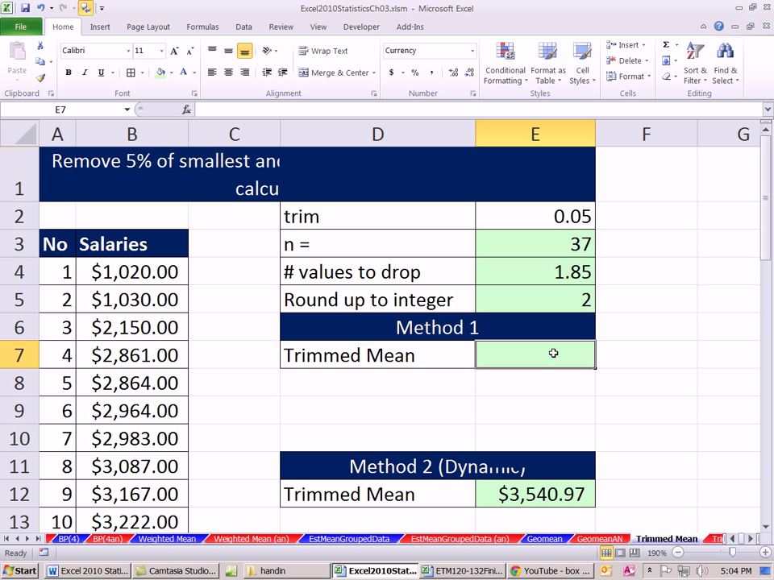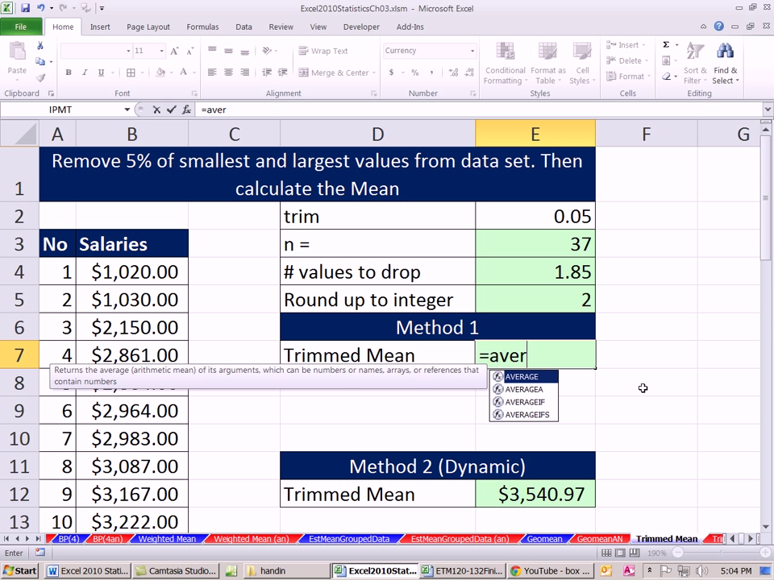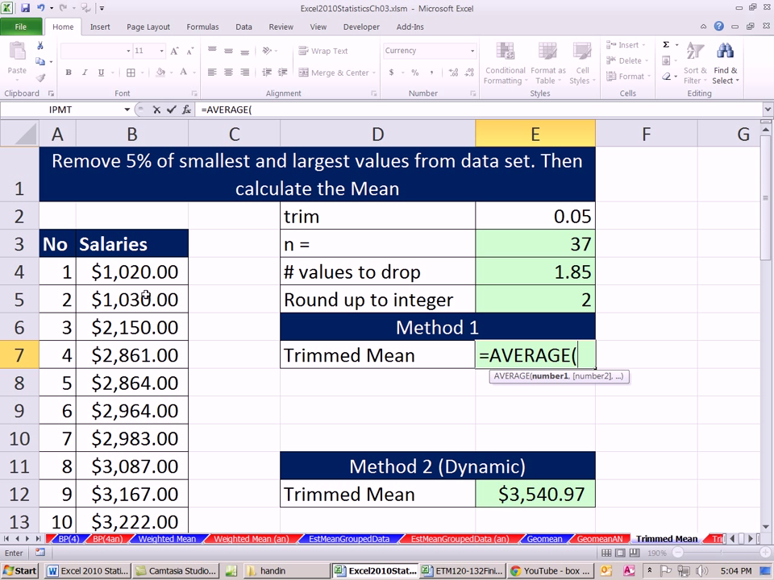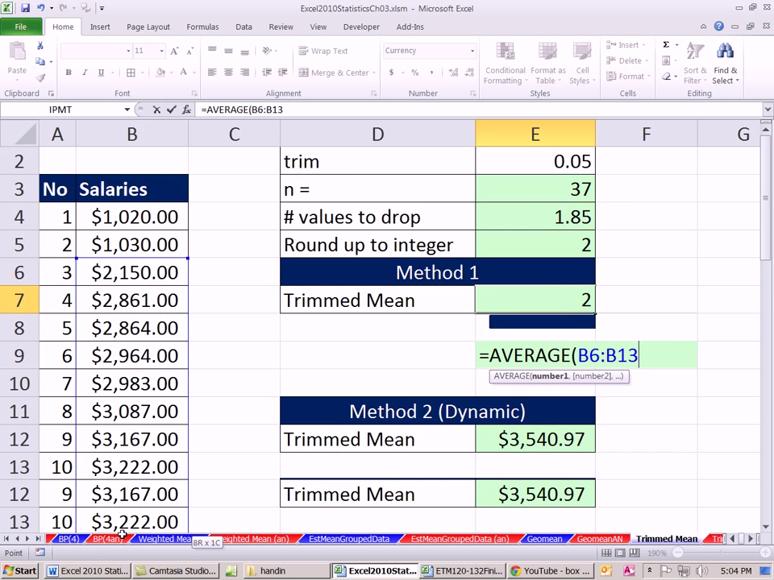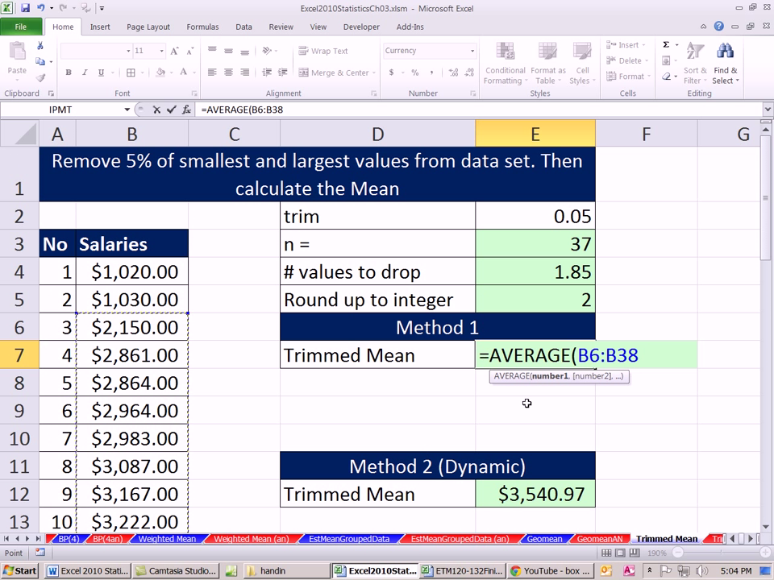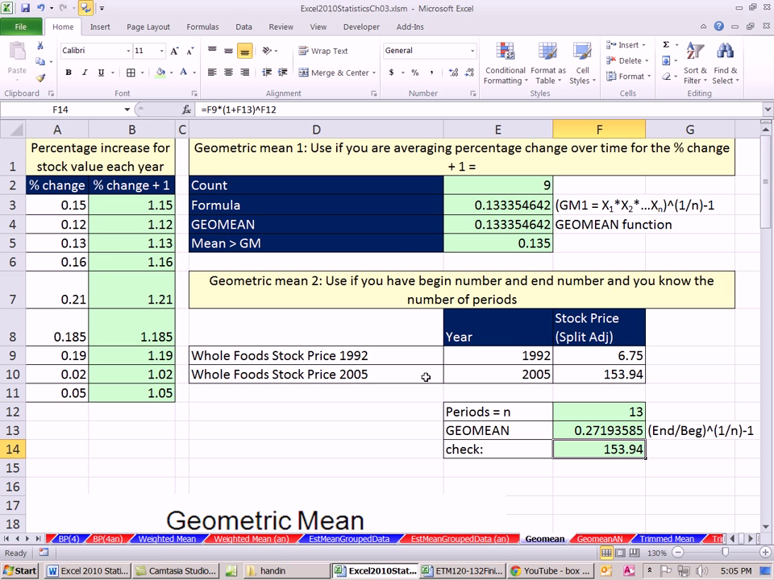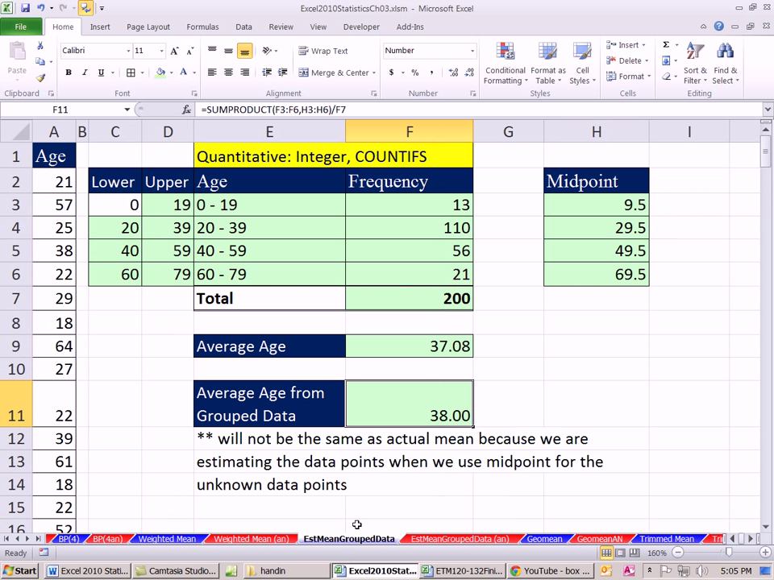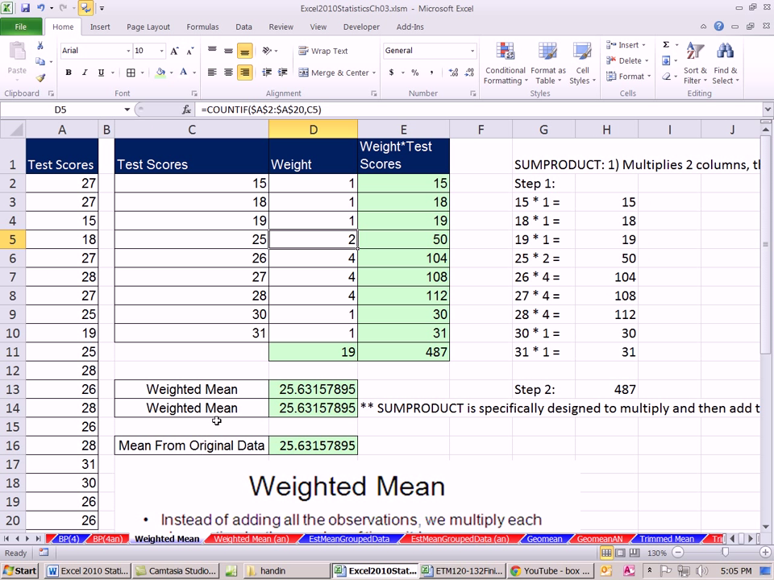So our trimmed mean, doing it the cheap and dirty way, equals AVERAGE. I don't want those two. These are sorted, so I'm going to highlight the ones in the middle and skip the 2 at the bottom and the 2 at the top. And so that would be your trimmed mean. All right, so trimmed mean, geometric mean, an estimate for mean when you have group data, and weighted mean. All right, we'll see you next video.